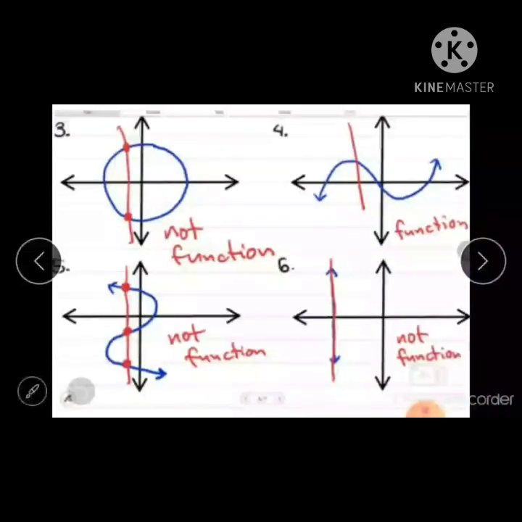Let's move on. Example number 3 is a circle. What do you think? Obviously, this is not a function, because if you put a vertical line here, you pass the graph twice. Number 4 is a function, and number 5 is not a function. Also, number 6 is not a function. Remember, a line consists of points, so if the vertical line passes the graph many times, as in number 6, that is not a function.